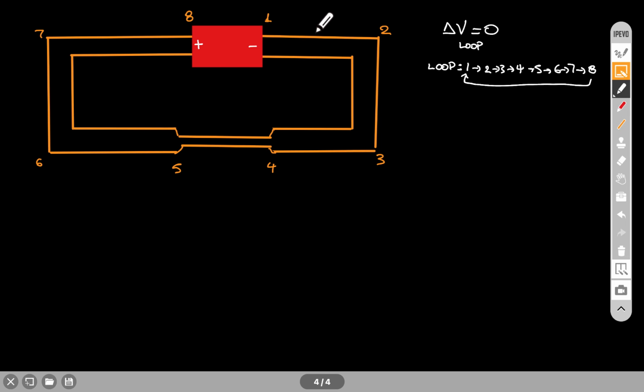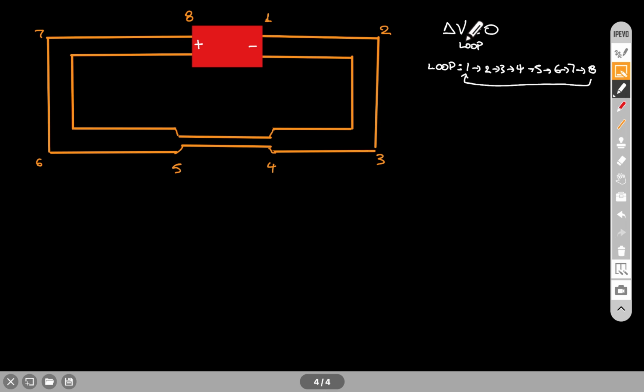In order to apply Kirchhoff's loop rule, you need a loop, as the term implies. And I know that around a closed loop, from Kirchhoff's loop rule, the delta V, the total potential difference, is 0. This is Kirchhoff's loop rule.